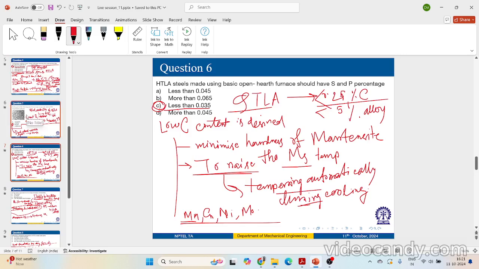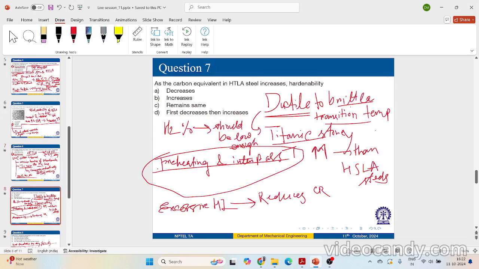Sulfur and phosphorus are basically byproducts of steel production. They are impurities within the steel. They will always be there, but that should be reduced. Okay, so fine. Next.